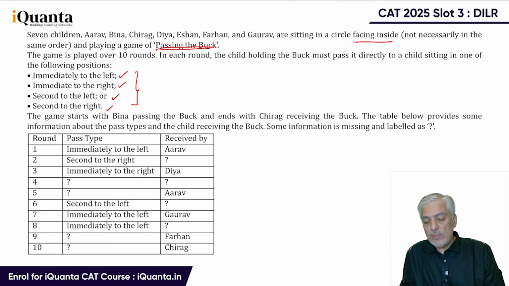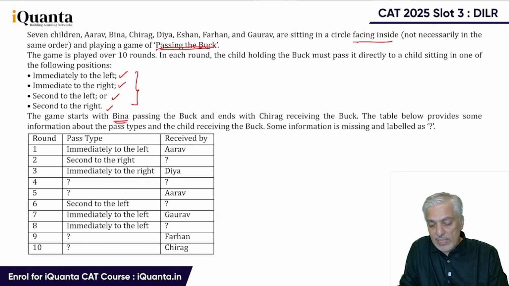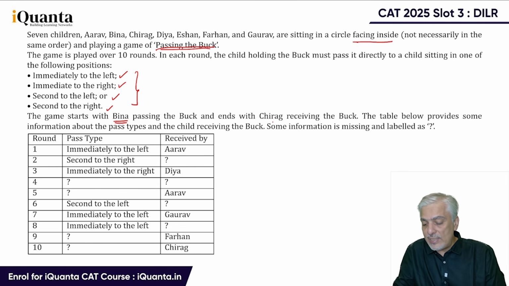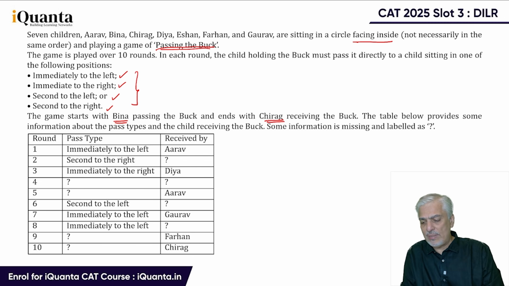The game starts with Bina. So the game starts with B passing the buck, and ends with C. The table also tells us the same things. The table below provides some information about the pass types and the child receiving the buck. So some information is given, and some question marks are there. Obviously there is some missing data and some data which we have.